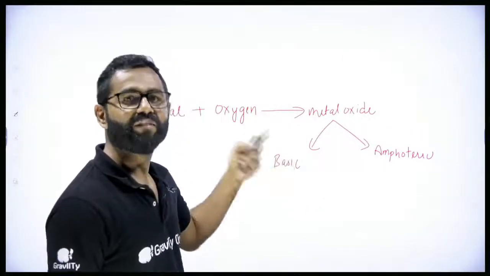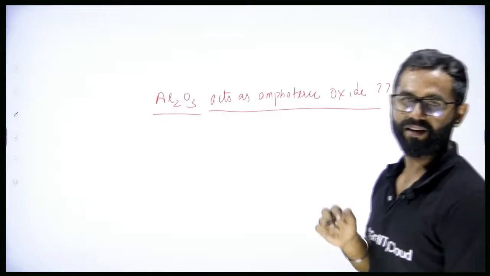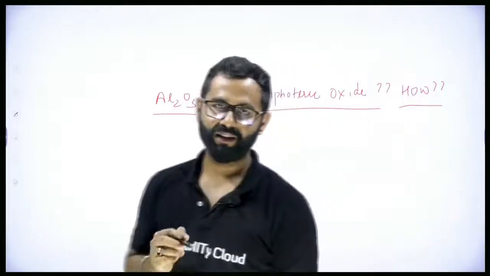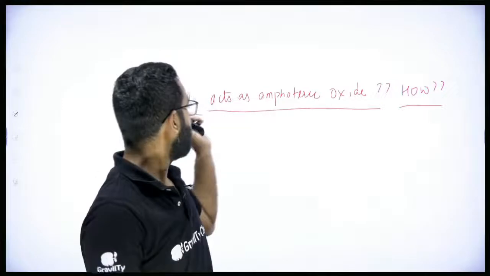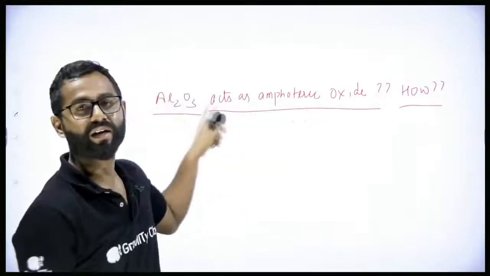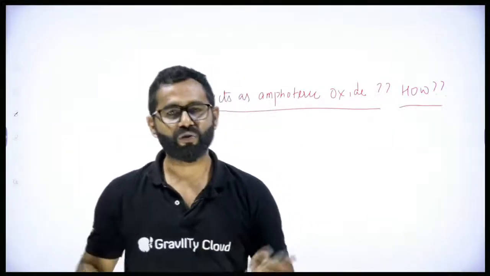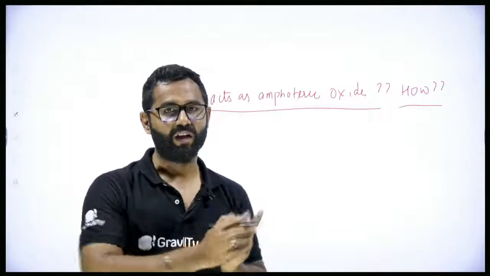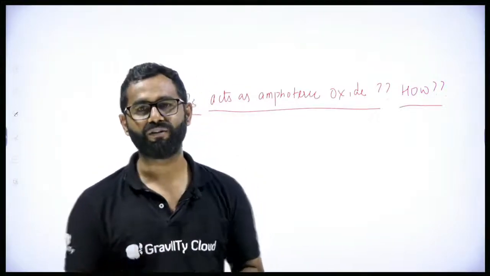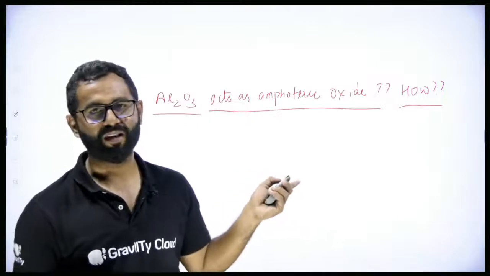In the next class, you will have to give me the answer to how the amphoteric oxide, aluminium oxide, acts. So try to find the answer to this question. I'll meet you in the next class and we'll try to get the answer to this question.